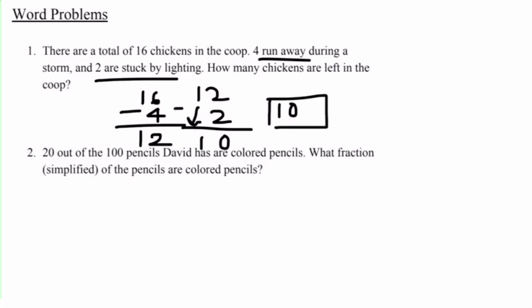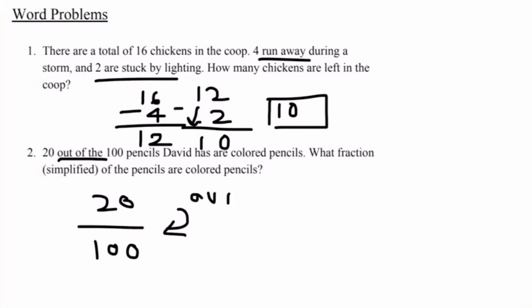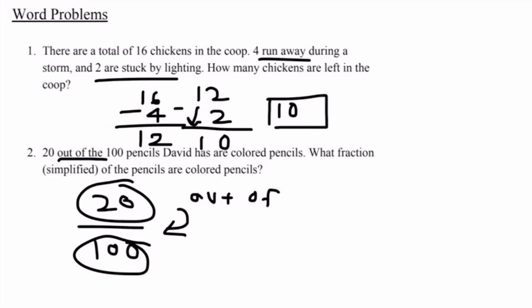Number 2, 20 out of the 100 pencils David has are colored pencils. What fraction simplified of pencils are colored pencils? It gives us the keyword out of. Out of meaning that there are 20 out of 100. Let me show you visually. When we write this, we would write this in fraction form. 20 out of 100. This division sign or fraction sign means out of. 20 goes on top and 100 goes at the bottom because there's 20 out of 100.